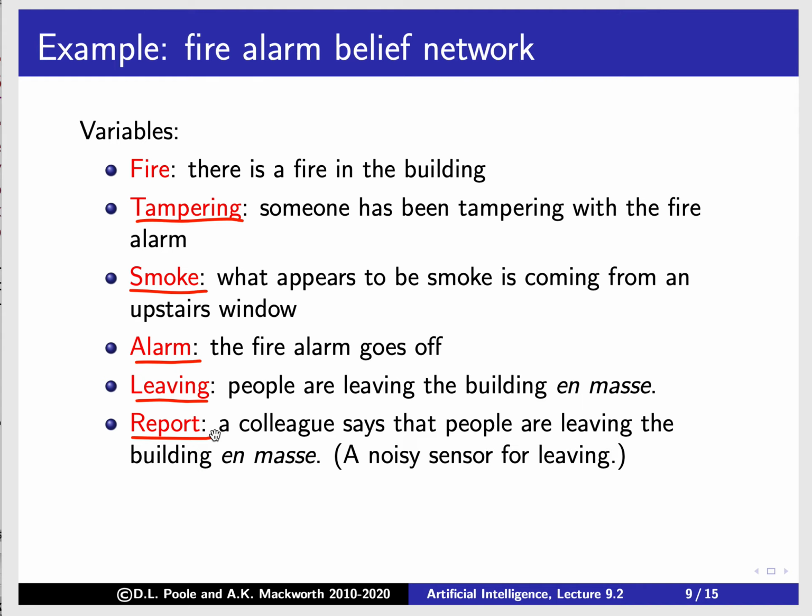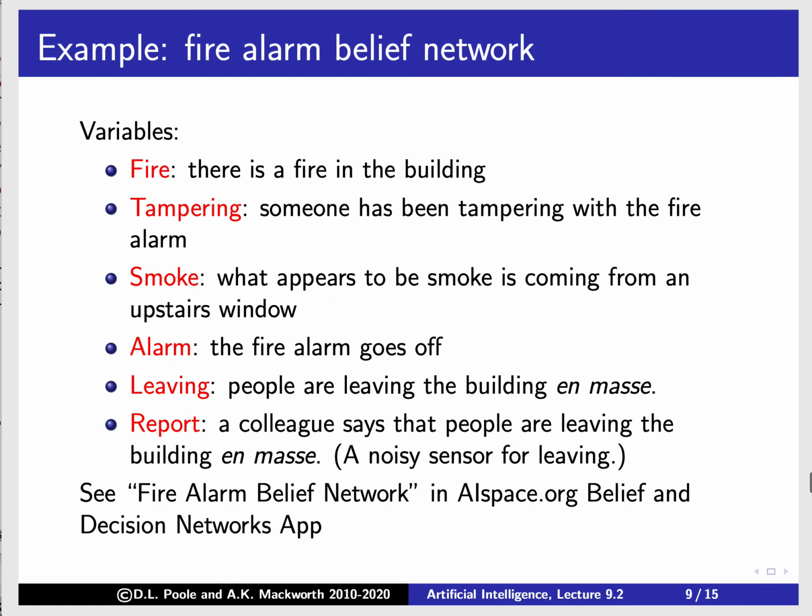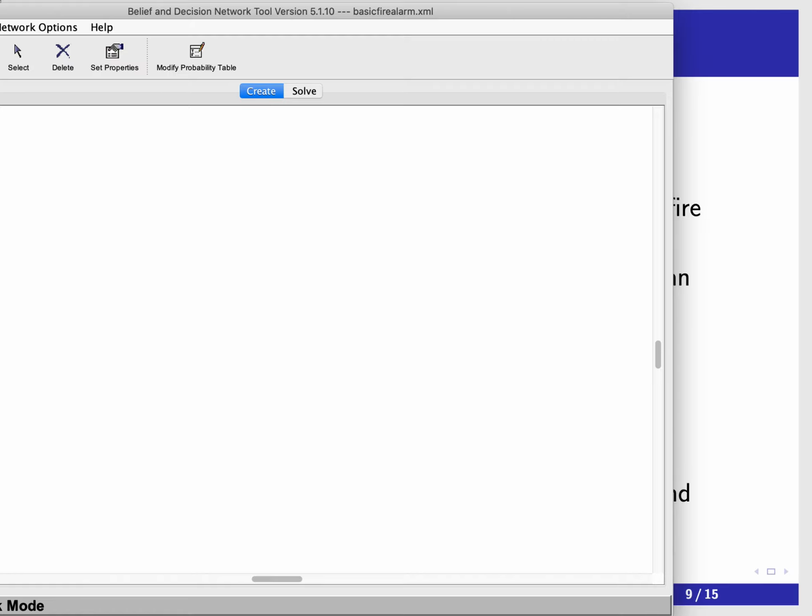So that's what is happening here. Maybe someone in the other building looks out the window and sees them. So this report is a noisy sensor for someone leaving. And we're going to look at this fire alarm belief network and have a look at what's going on here. So let's look at this network.